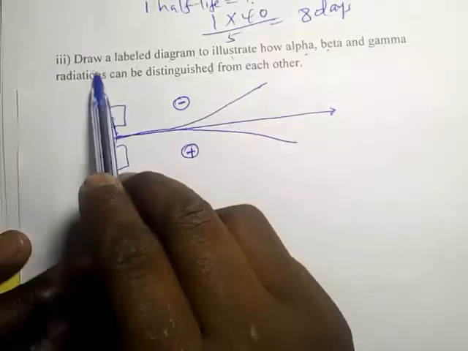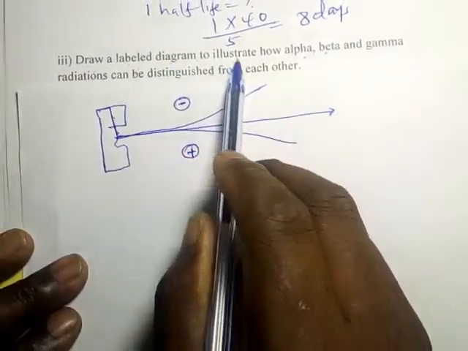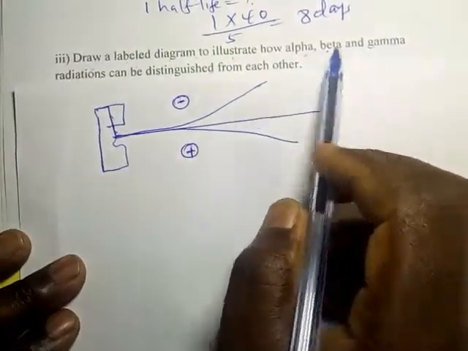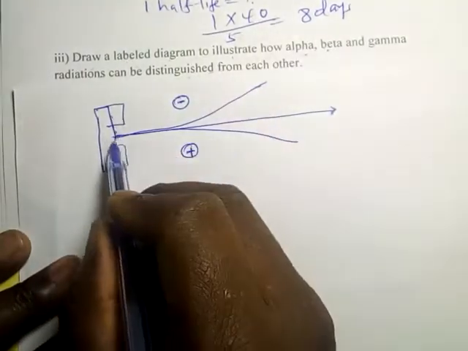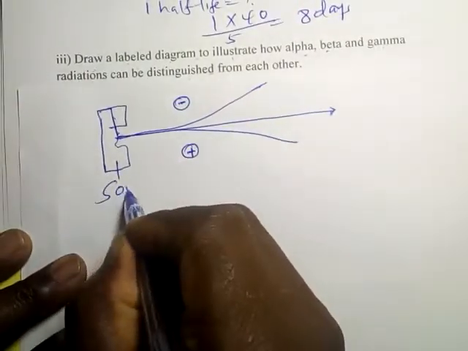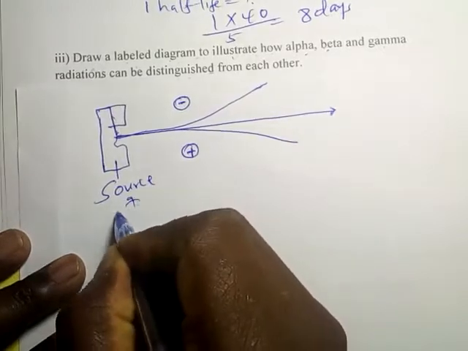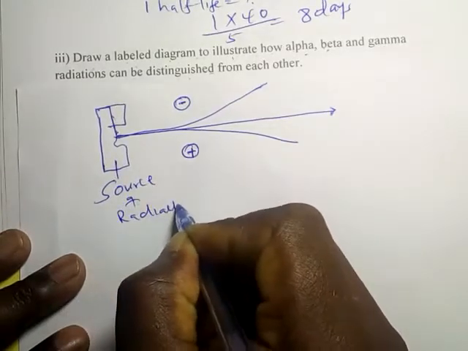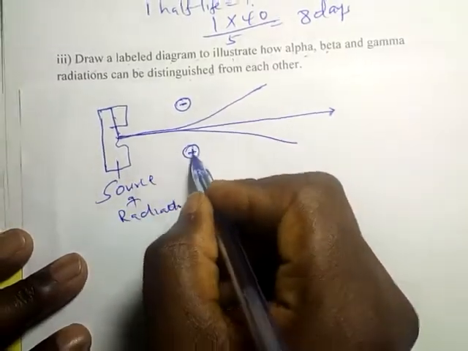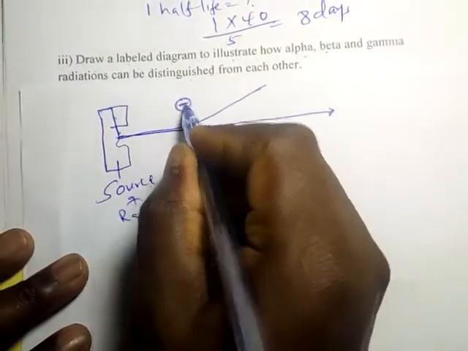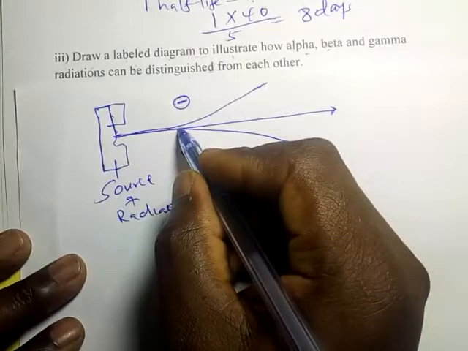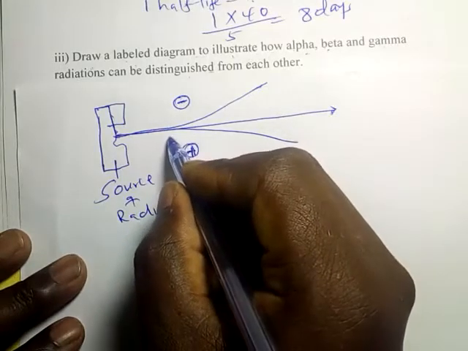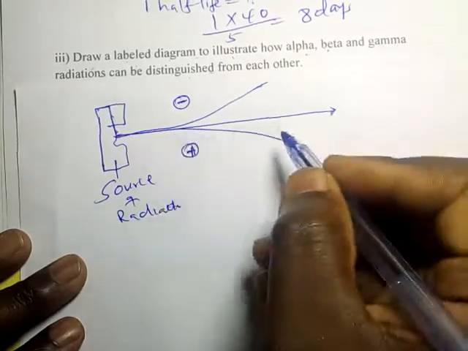Draw a labelled diagram to illustrate how alpha, beta, and gamma radiations can be distinguished from each other. You draw a source of radiations. This one is positive and this one is negative. So we know the beta particle is negatively charged.